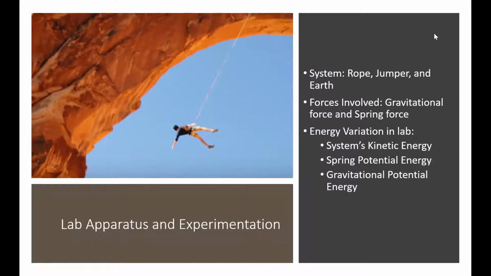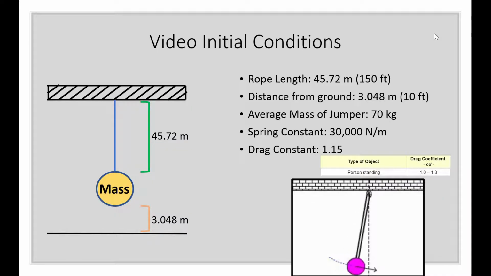Before beginning the lab, however, I identified the system and other physical concepts that related to the lab. As you can see to the left is an image of a jumper swinging around Corona Arch very much like that of a pendulum. The system was the rope, the jumper, and the earth. The forces interacting with the system included the gravitational force and the spring force, since the rope behaved similar to that of a spring. Lastly, the energy variation involved was the system's kinetic energy and the spring and gravitational potential energies.